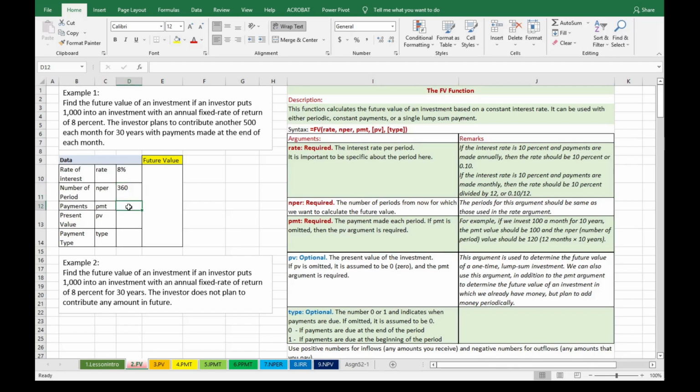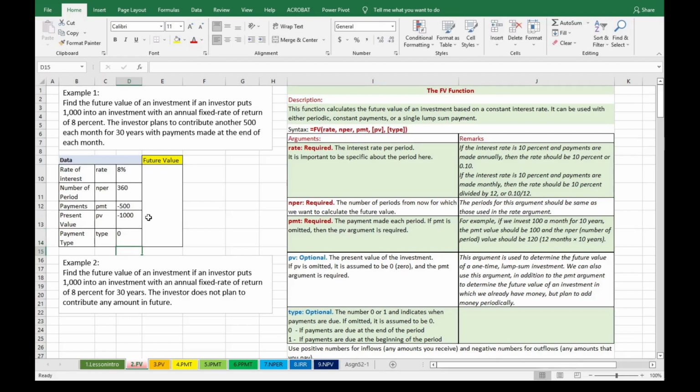Then payment. Payment is 500 for each month. So we'll put 500. But remember, 500 is going out from us, so it will be minus 500. Then we have present value. So we already put 1000 into an investment, so we'll say minus 1000 was already put. And payment type. Now payment is made at the end of each month. So if payment is made at the end of each month, it is 0.